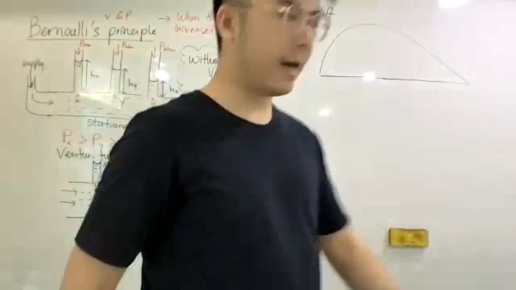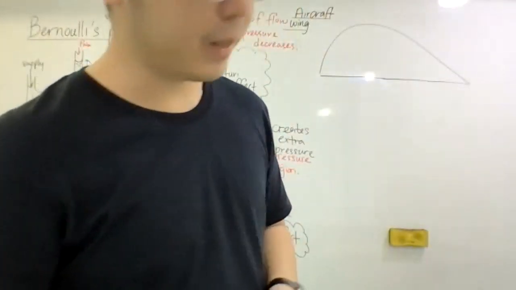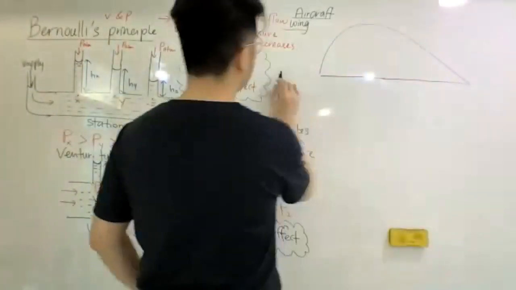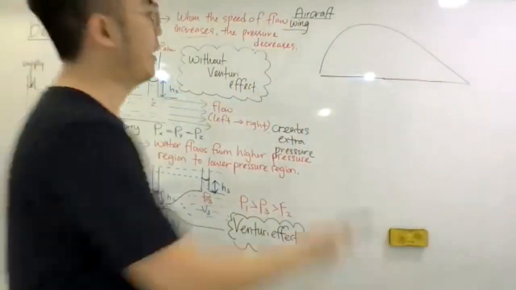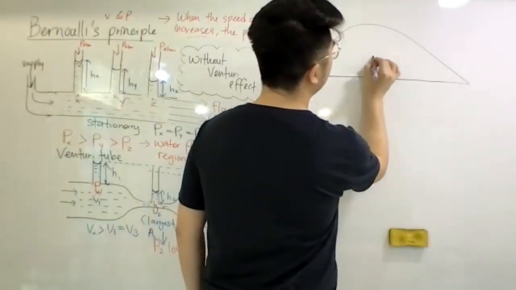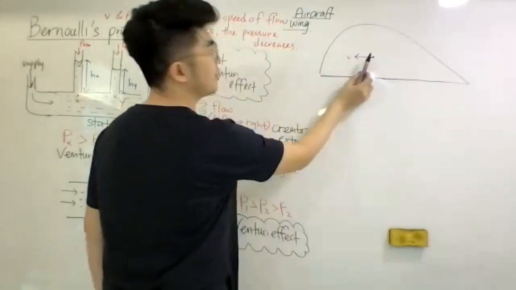Now, we look at how the aircraft generates the lift that is used to lift the entire plane up. Okay, now here we will draw a streamlined flow. Imagine that this thing is moving, all right? So it's moving in one direction, it's moving to the left.